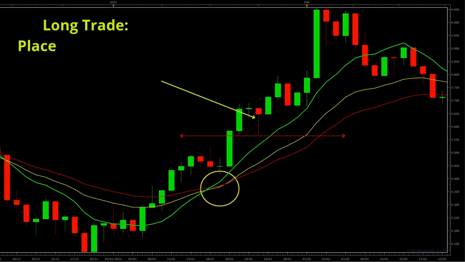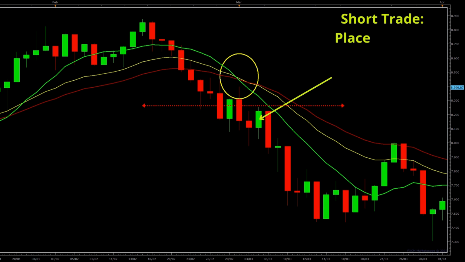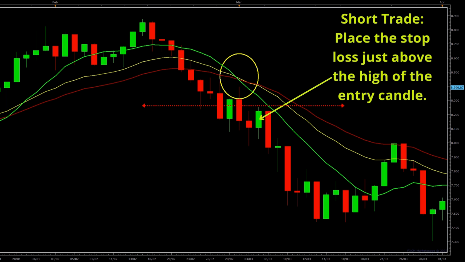Let's look at our long trade example one last time. After entering the trade, our stop loss is placed right here, just below the low of the entry candle. This clearly defines our maximum risk for the trade. And here is the placement on our short trade example. Once our entry is triggered, the stop loss goes just above the high of the entry candle. Our risk is immediately contained and under control.